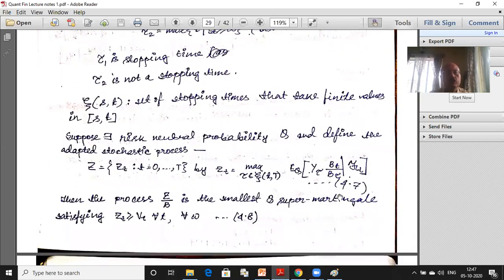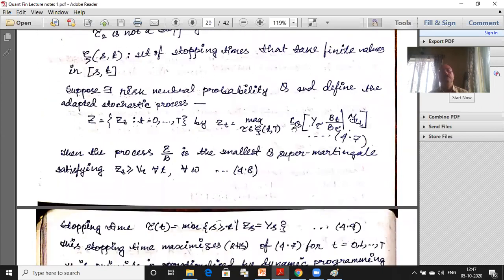Okay. So how does it go? Let us define xi(s,t) to be the set of stopping times that take values between s and t. So it's stopping times in a finite interval, between time s and time t. This we have to evaluate. We have a risk neutral probability capital Q, and we have the adapted stochastic process Z, which is Z_t at each time point. How is it evaluated?